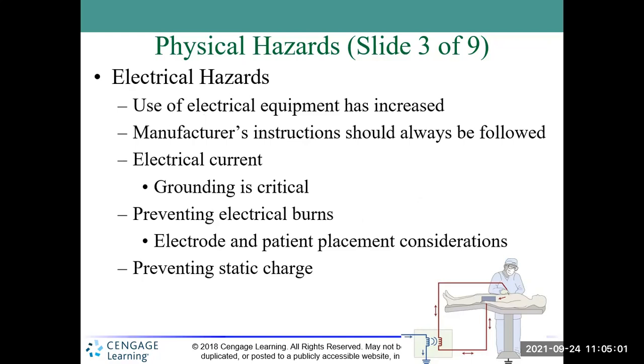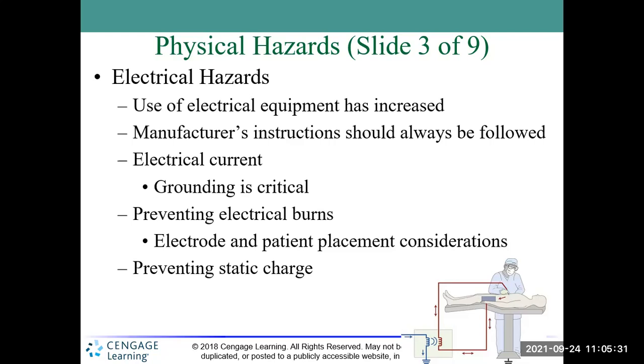Now let's move into electrical hazards. So there's a lot of use of electrical equipment in the OR. And because of this, it's increased the risk of electrical hazards as well. Now, there are manufacturer instructions on all of these electrical equipment that you want to make sure you're following. So a big one is grounding. That's critical on your electrical current.